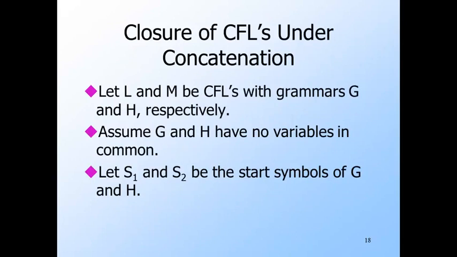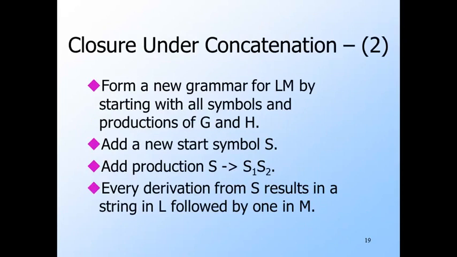The argument that the class of context-free languages is closed under concatenation starts the same way, with grammars G and H for the languages L and M. These grammars are assumed to have no variables in common and to have the start symbols S1 and S2 respectively. Again, we combine the two grammars as we did for union. The only difference is in the productions we use for the new start symbol S. Here there's only one production, S goes to S1 followed by S2. That way all strings derived from S will be a string of L followed by a string of M. That is, the new grammar will generate L concatenated with M.